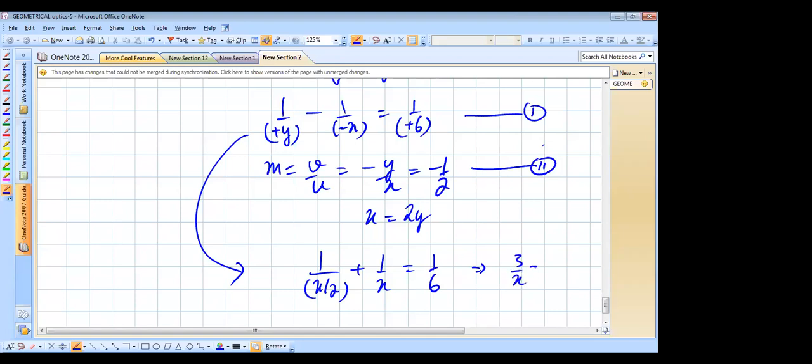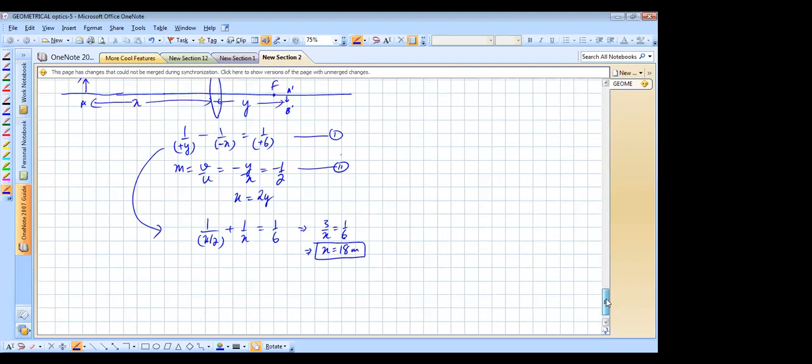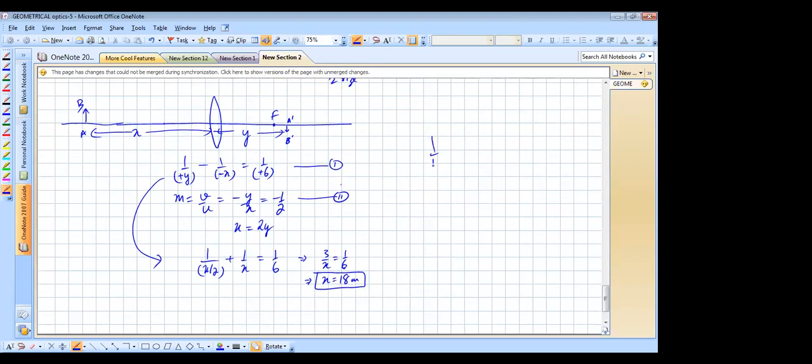So 3 by x is equal to 1 by 6. So x should be equal to 18 meters. The object distance should be 18 meters in front of you. So this type of question is nothing but systematic application of the two formulae. 1 by v minus 1 by u is equal to 1 by f, and the magnification is v by u. But in both the formulae, you have to be careful about substituting the sign properly. So that is very important in a question like this.